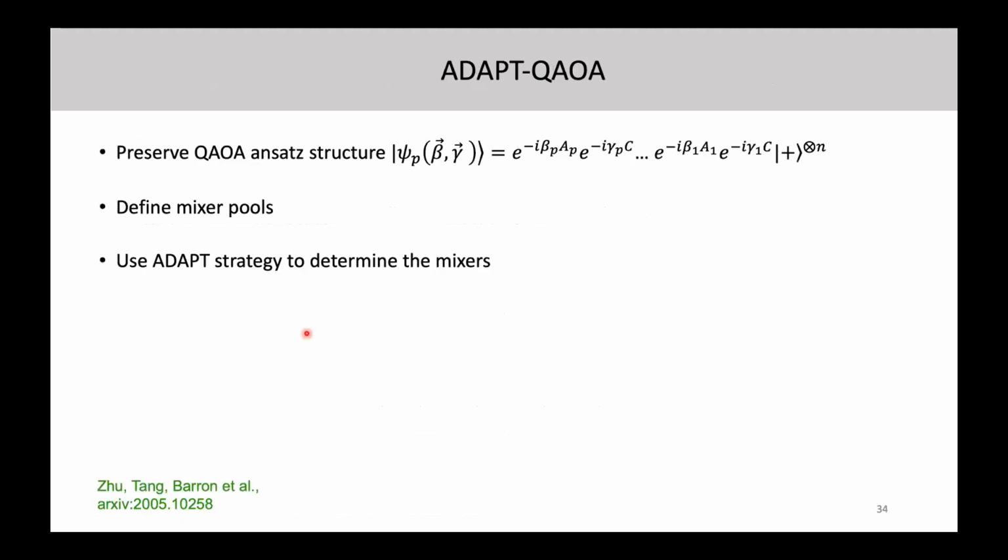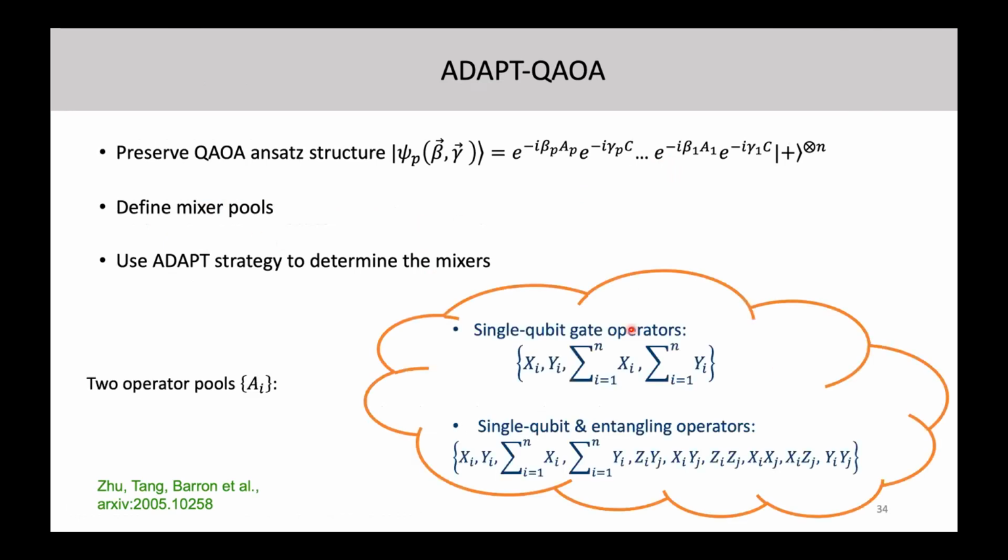Now, to make this an adaptive approach, what we did is, instead of using this standard mixer of the sum of all Pauli x's, we define a mixer pool, which can be comprised of single or 2-qubit gates. So we consider both kinds of pools, only single qubit gates or both single qubit and entangling operators, 2-qubit operators.